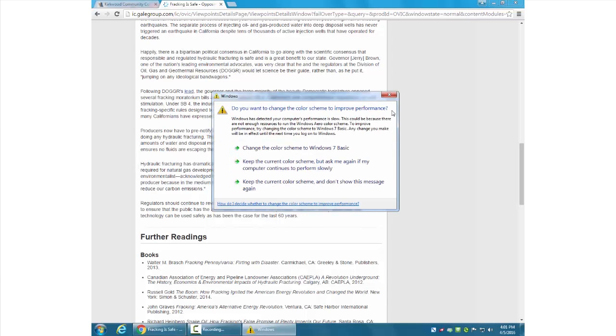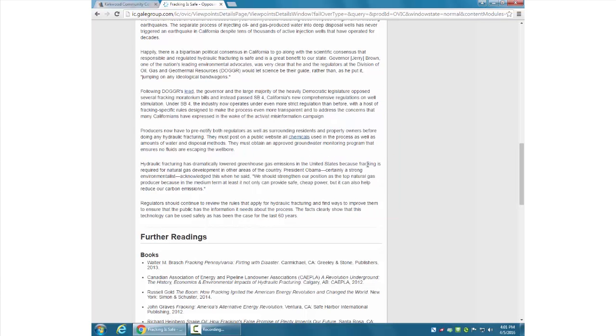Hydraulic fracturing has dramatically lowered greenhouse gas emissions in the United States because fracking is required for natural gas development in other areas of the country. President Obama, certainly a strong environmentalist, acknowledged this when he said, "We should strengthen our position as the top natural gas producer because in the medium term at least, it can not only provide safe, cheap power, but it can also help reduce our carbon emissions." Again, think audience, think whether citing President Obama might sway those who tend to be worried about hydraulic fracturing.